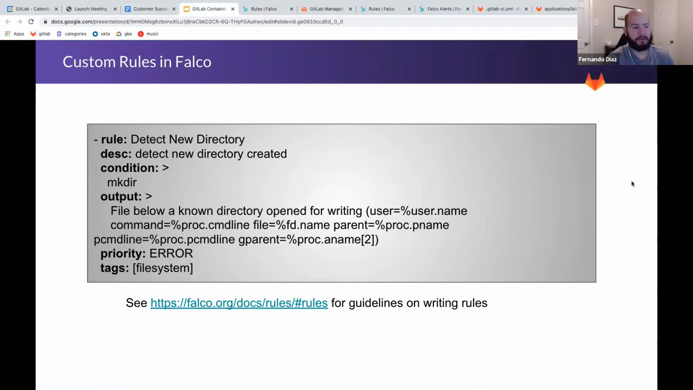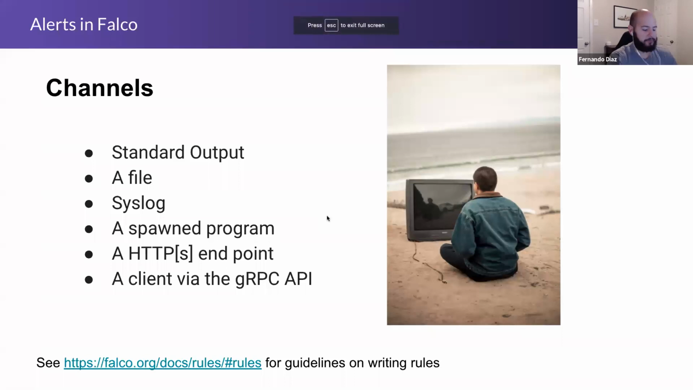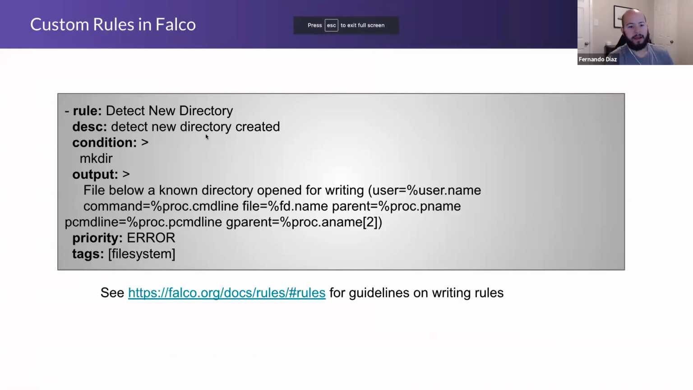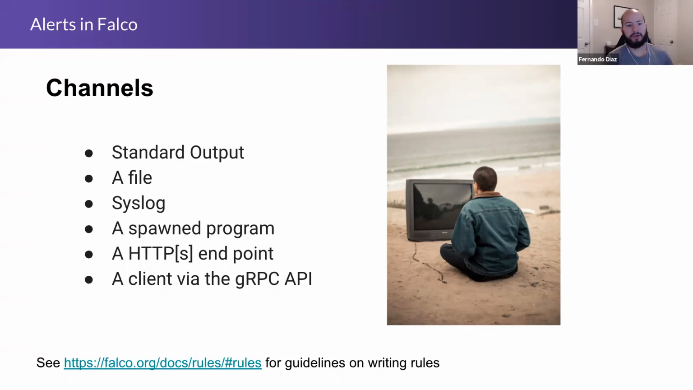So now, let's say we have Falco installed, and let's say we have a new rule for detecting a new directory. What do we do with that? What do we do with all that information? What happens when a rule is detected? Why do we care? Well, what we do is we create alerts, so that if any of those rules are ever broken, we can alert something and have some action performed.